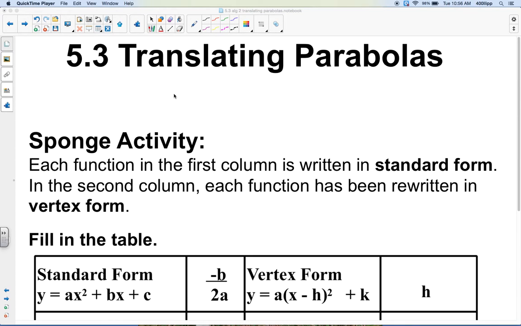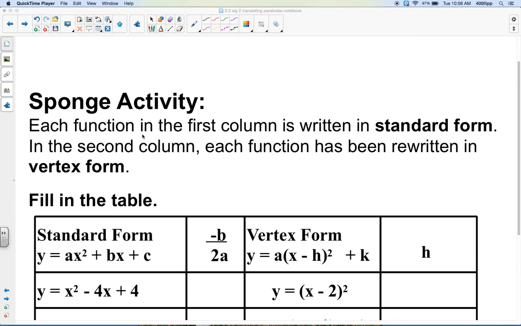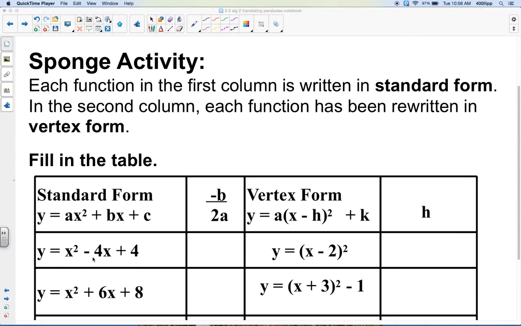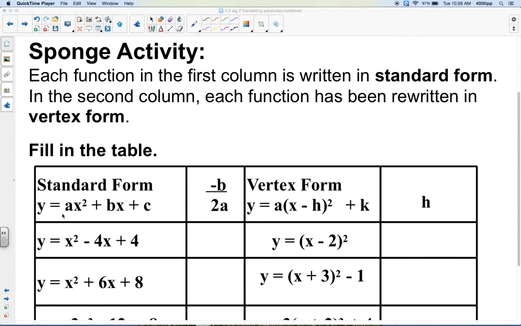Okay, today we are going over 5.3, Translating Parabolas. So let's just do a quick activity to see how standard form is going to convert to the form that we're looking at today. Okay, so here's standard form that we already know from 5.1, 5.2, which is ax squared plus bx plus c.